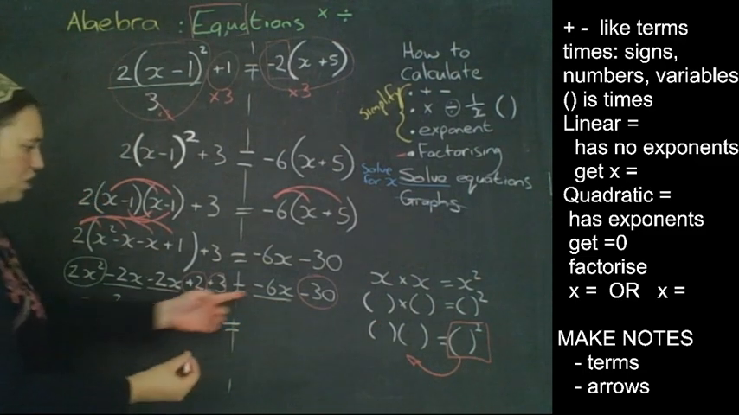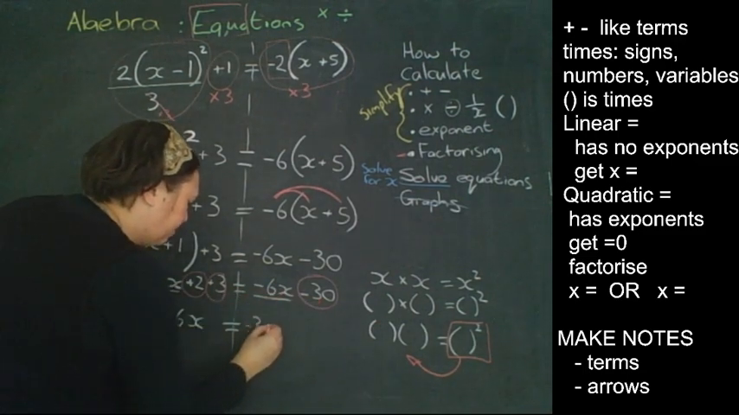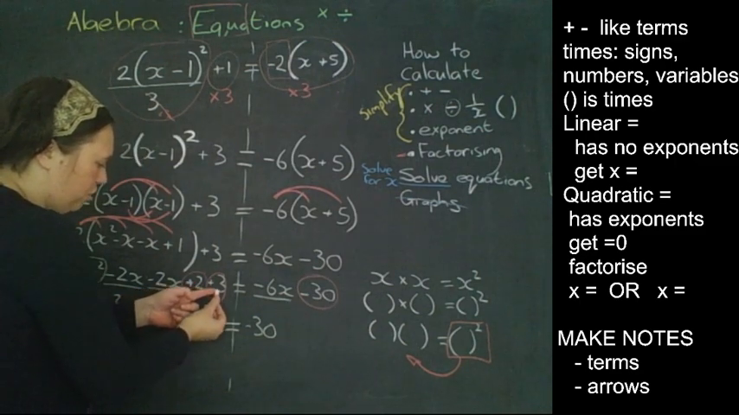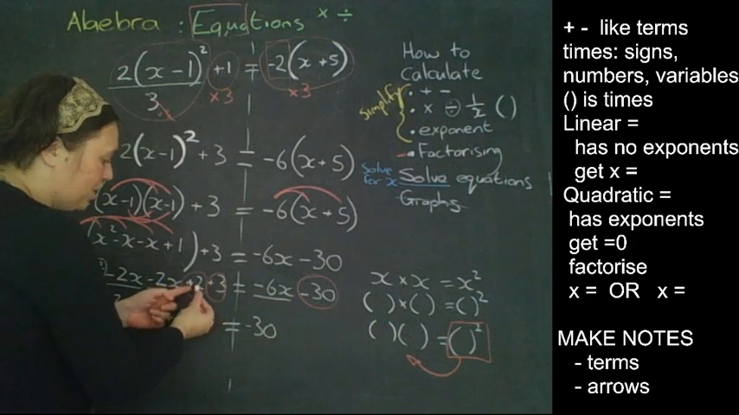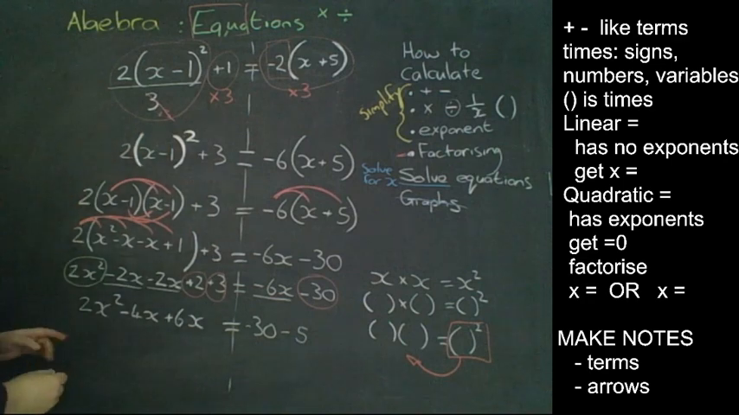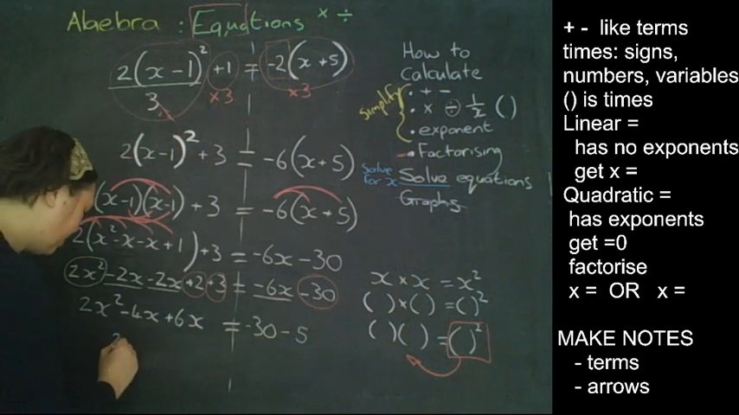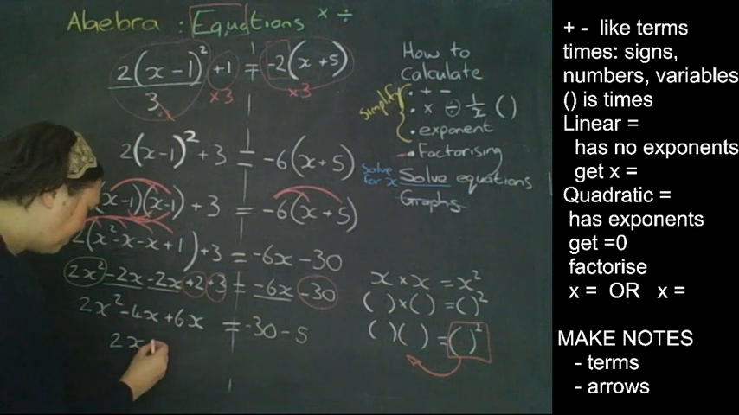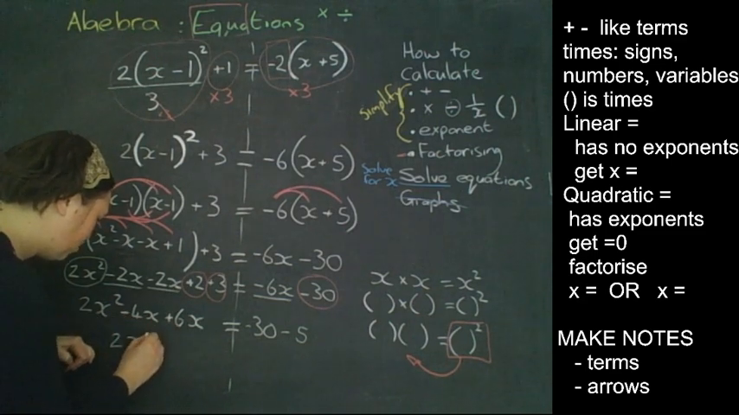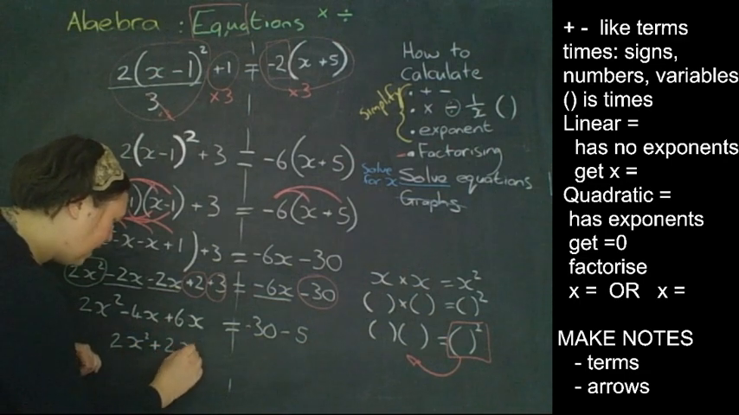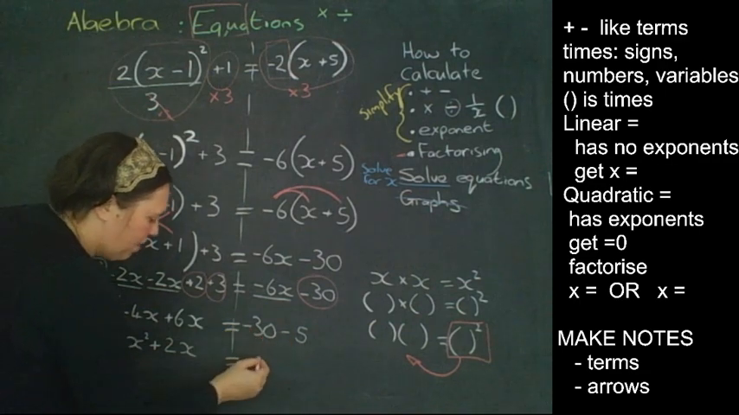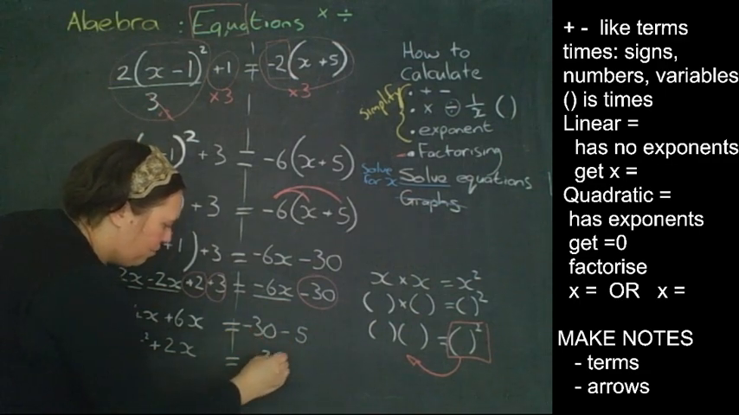Okay, this side, what do we have? What do we move? So we can also say this is 2 plus 3 is 5. If we take it over, then it's minus 5. So here we have 2x plus 2, squared, plus 2x equals minus 30 minus 5 is minus 35.